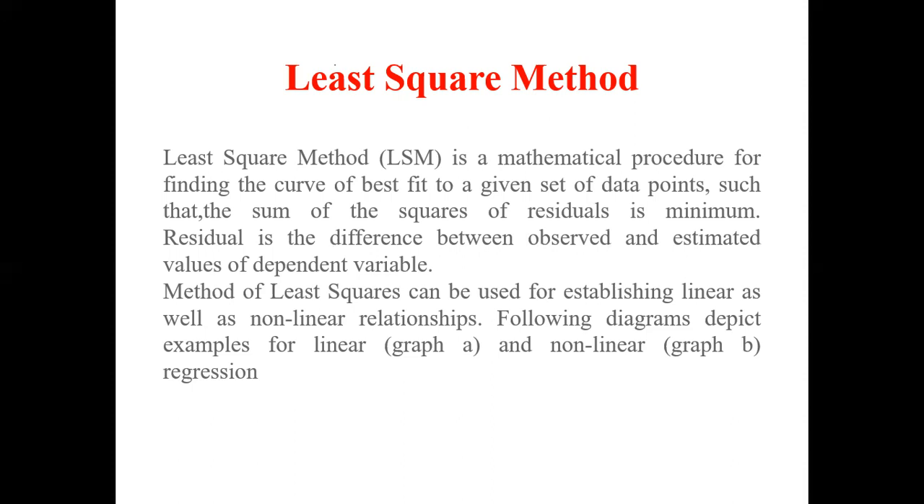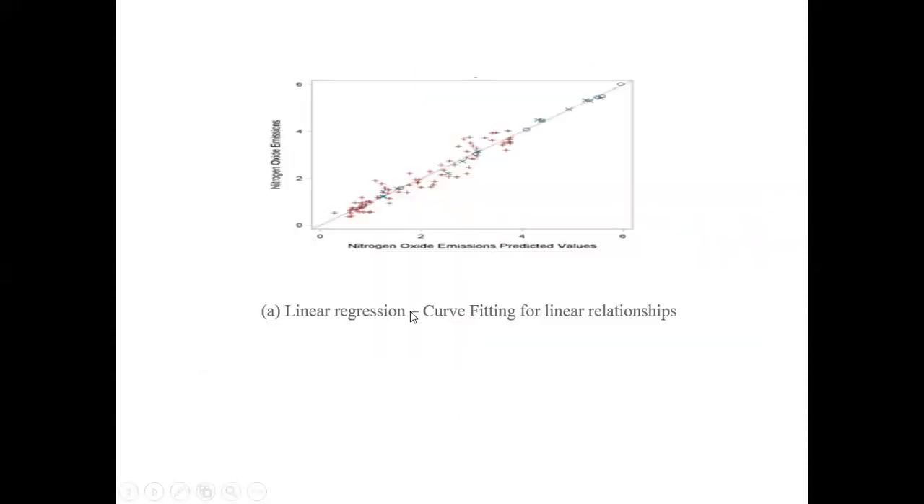So the method of least squares can be used for establishing linear as well as non-linear relationships. Means this least square approximation method is used for linear as well as non-linear relationships. The following diagram shows linear and non-linear regression. Graph A shows linear regression and graph B shows non-linear regression.